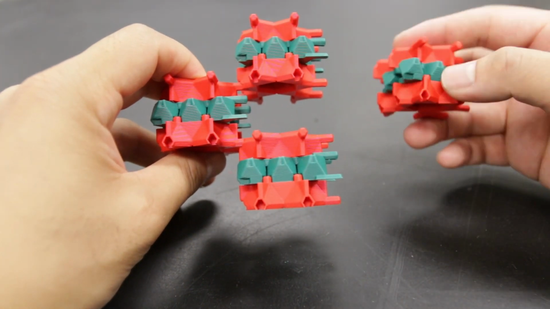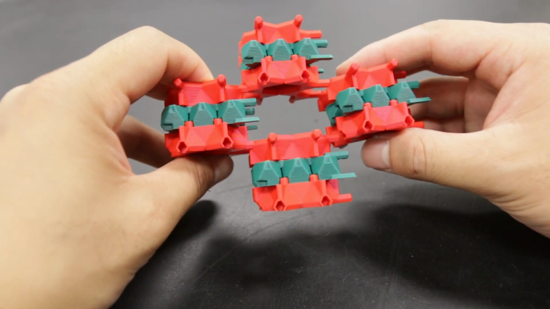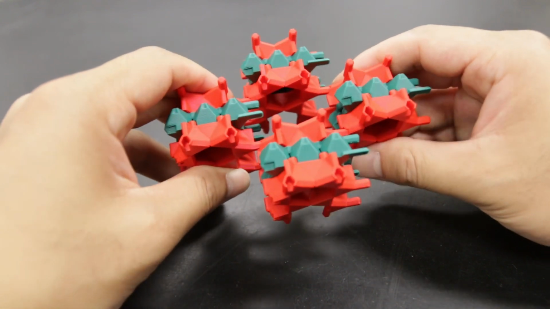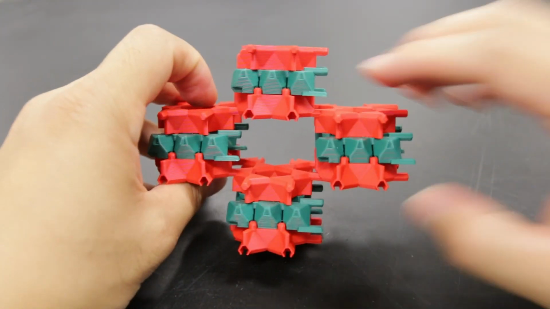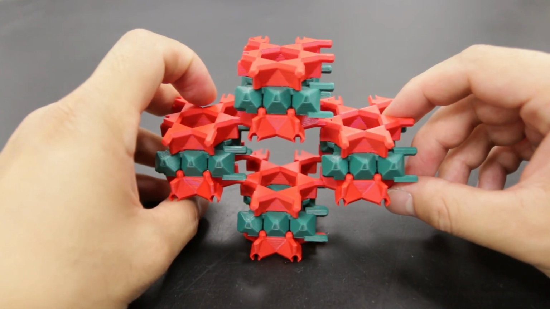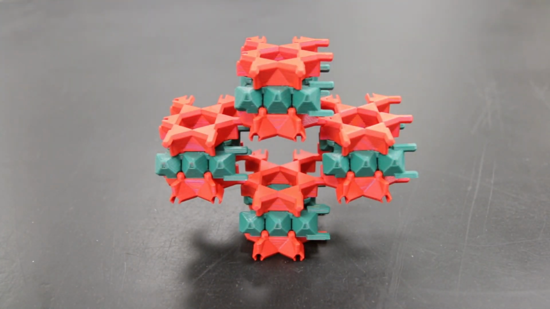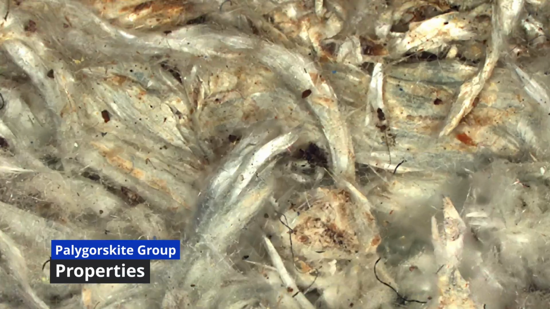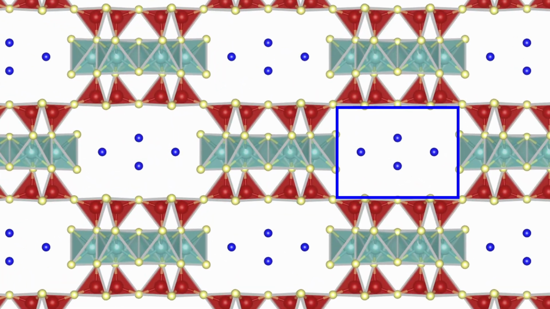Here, a fourth TOT module is added to the second and third TOT modules to complete the structure and to highlight the channel spaces between the TOT modules. The crystal structure of Palygorskite contains large channels that are typically occupied by water. However, other molecules can be trapped in this space.